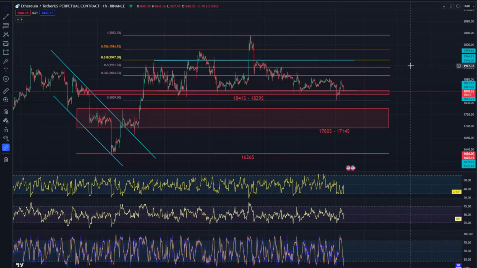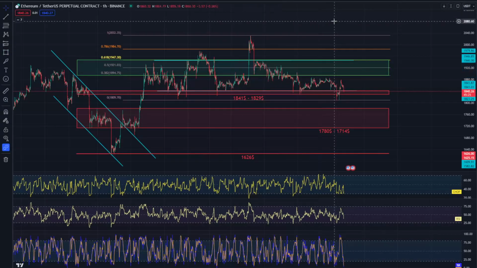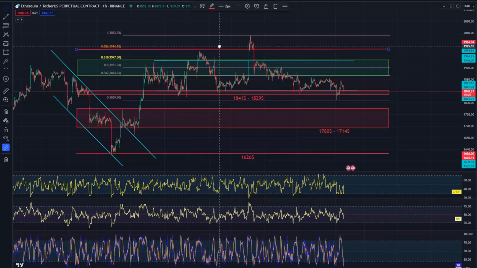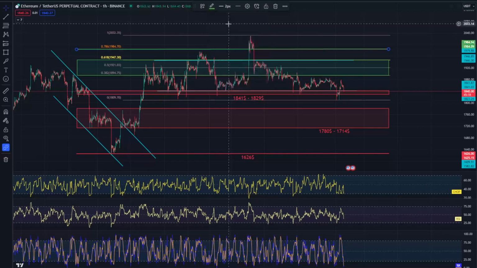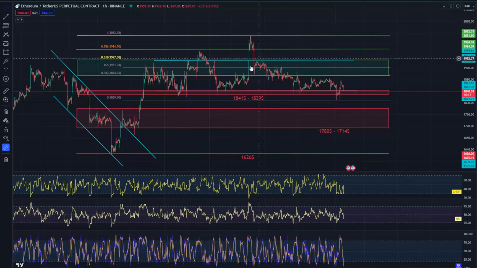Looking the other way, we can also mark the places where the price should encounter resistance on the way to increases. And here we see a strong resistance zone from $1,894 to $1,947. Then we have resistance at $1,984. And then the price needs to break through the $2,031 resistance to continue up.